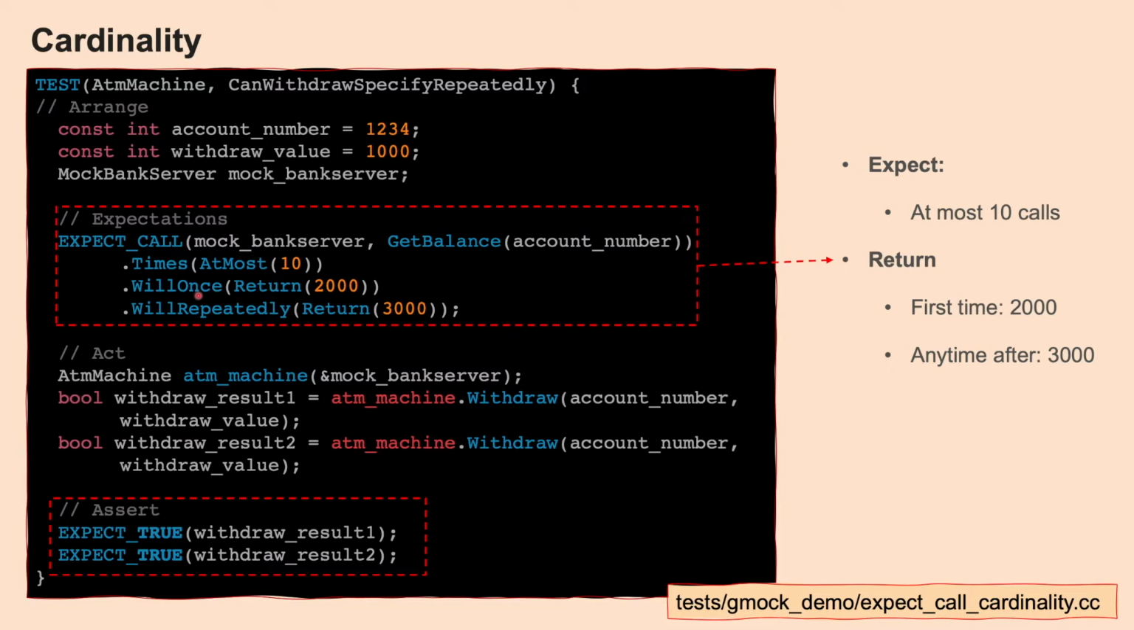The first time return 2000, any other time afterwards return 3000. So rather than not specifying what should happen after this, I can use will repeatedly, which basically specifies what should happen after all of my will onces are used. In this case, I'm calling withdraw twice. The first time it returns 2000, the second time and any time after it returns 3000, and hence I can verify the result of both calls to be true right here.